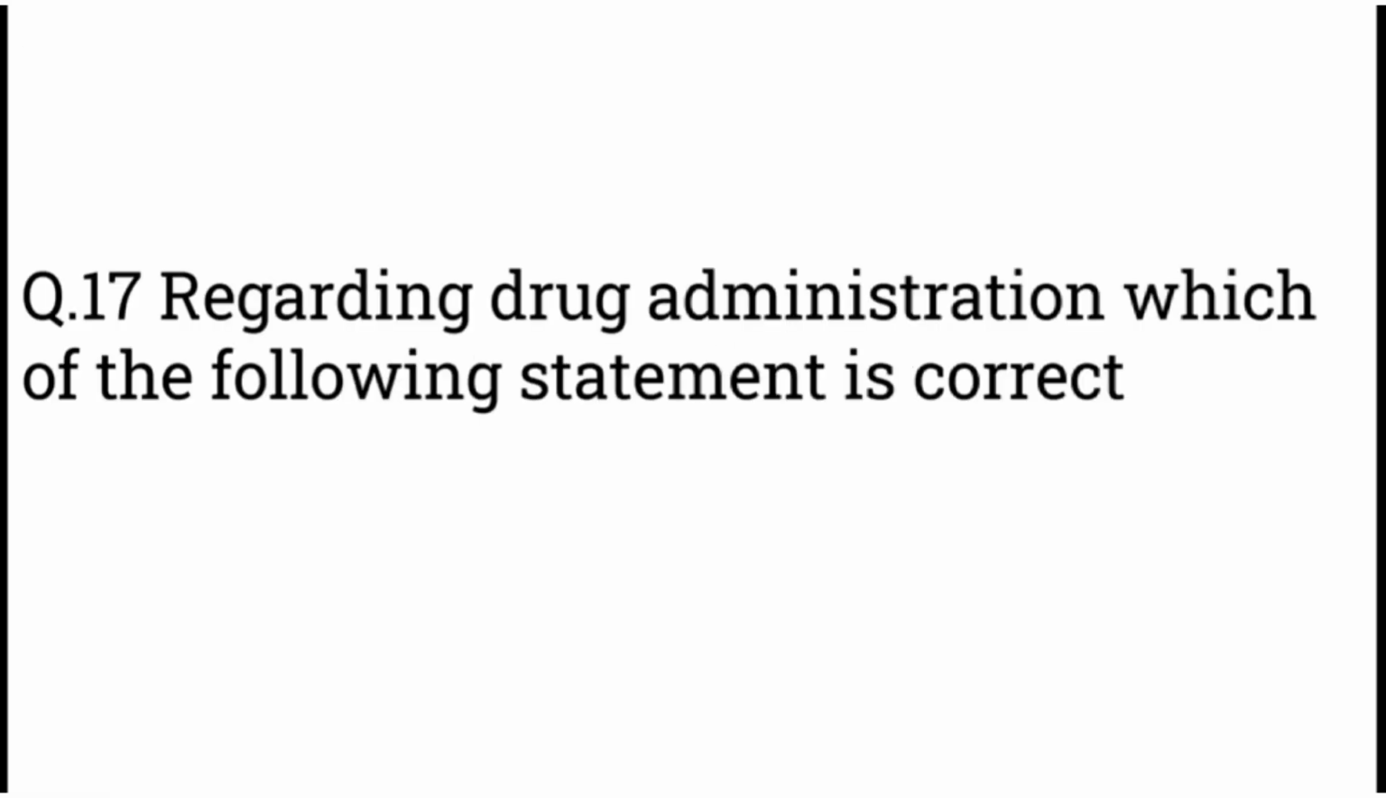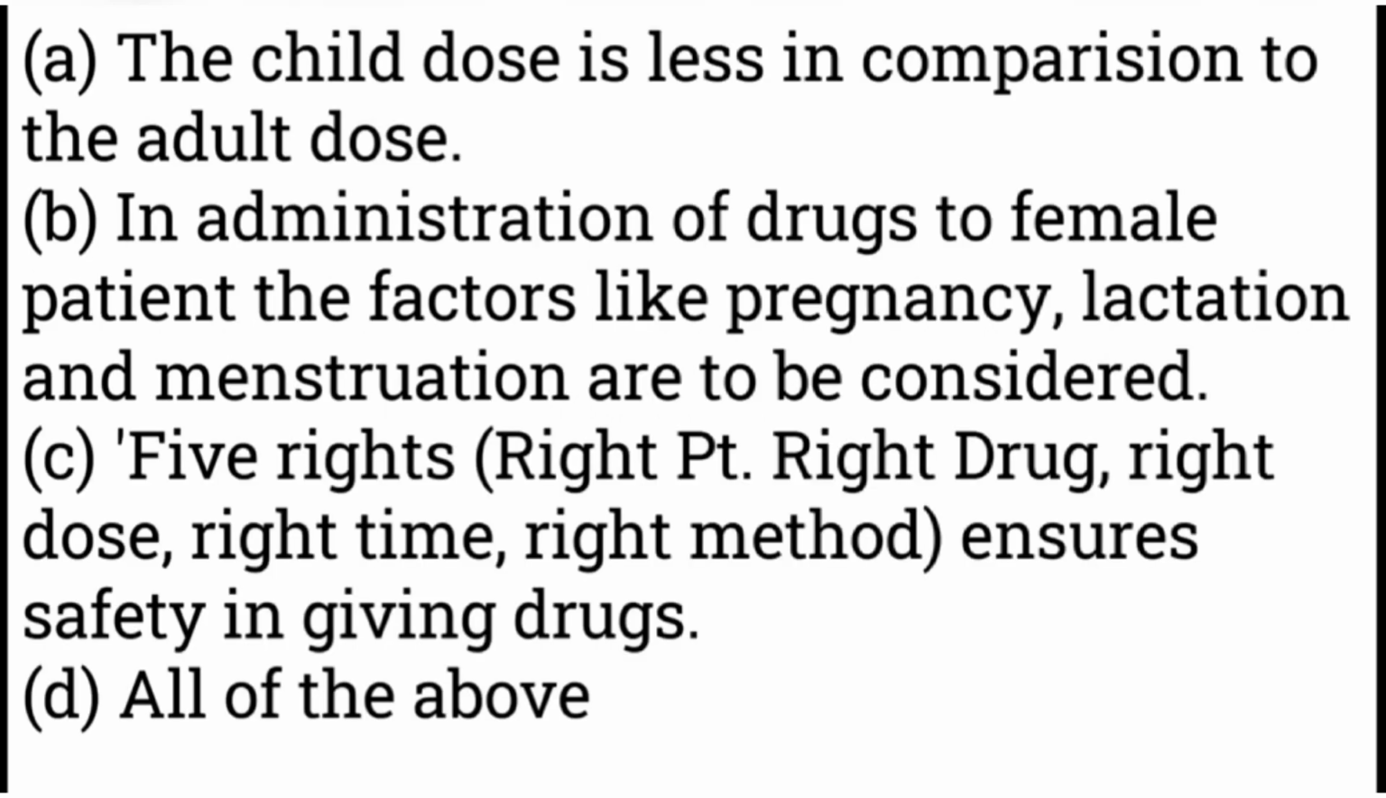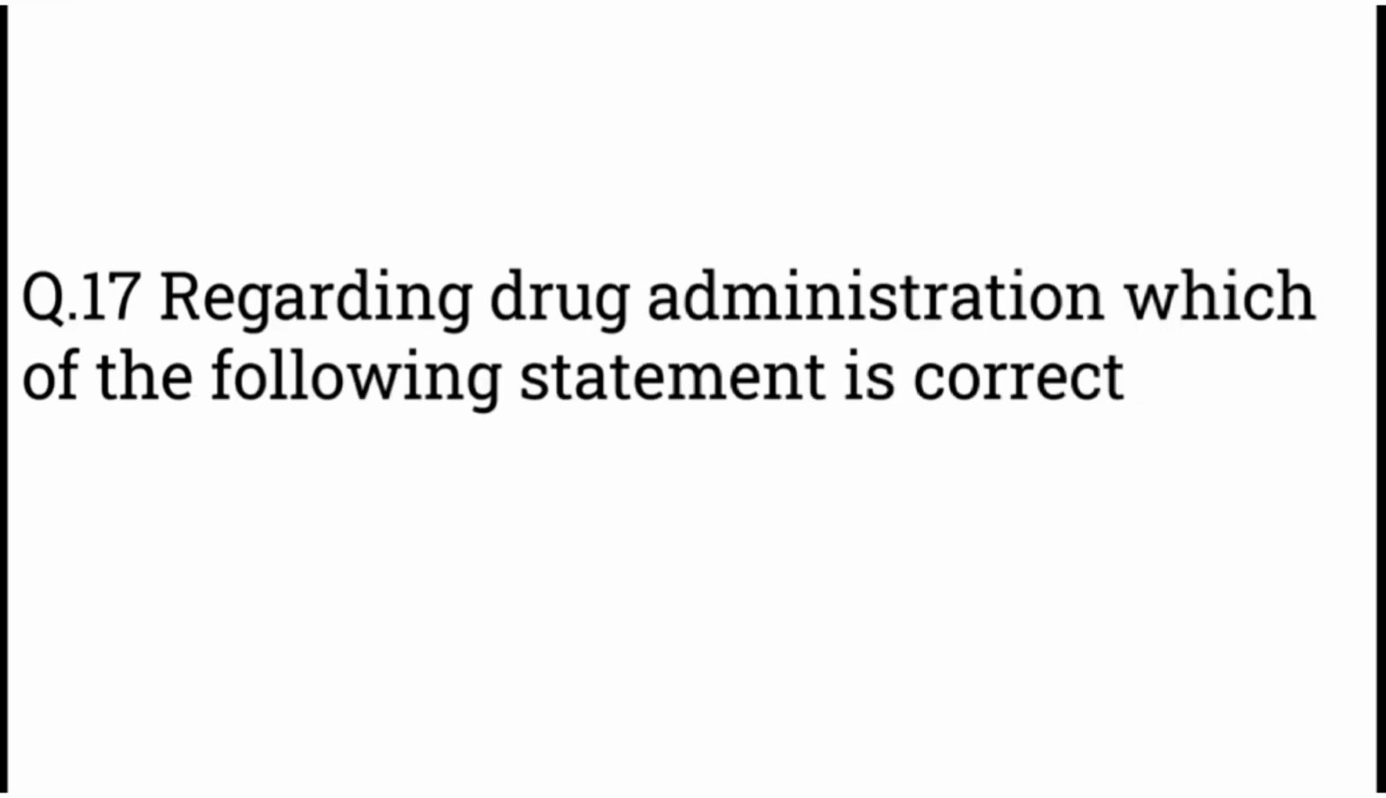Regarding drug administration, which of the following statements is correct? See, the child dose is less in comparison to the adult dose. In the administration of drugs to female patients, factors like pregnancy, lactation, menstruation are to be considered. There are 5 rights: right patient, right drug, right route, right time, right method. Ensure safety in the drugs, and all above. See, here also the answer will be all above. These all are important factors in the administration of drugs.